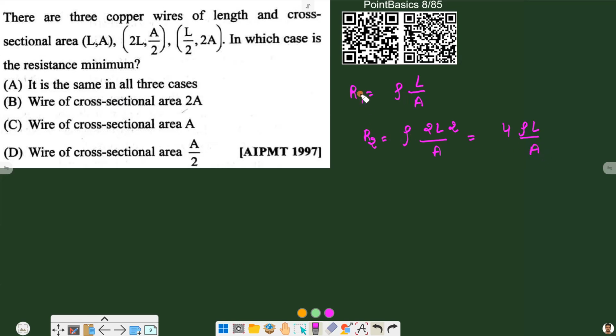So R2 is greater than R1. And R3 will be rho L by 2 into 2A. So it will be rho L by A into 1 by 4. So from this we can see that R3 is the lowest and R2 is the highest. So wire having cross-sectional area 2A will have minimum resistance. So option B, wire of cross-sectional area 2A, is the right answer. Moving to the next one.